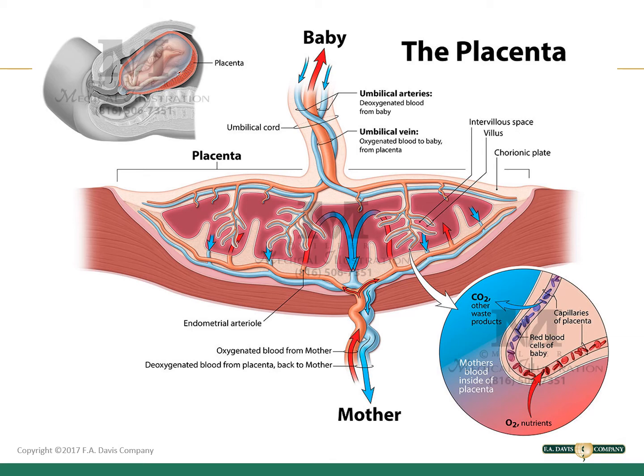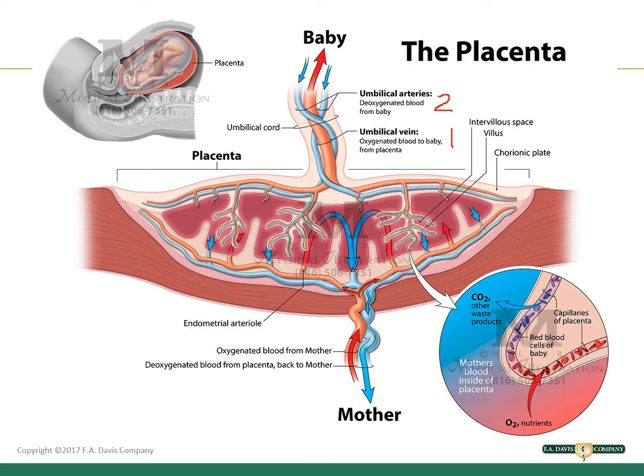I want you to remember that the umbilical cord has 2 umbilical arteries, and it has 1 umbilical vein. The umbilical vein carries oxygenated blood to the fetus. So it carries oxygenated blood to the baby, and then your 2 umbilical arteries carry deoxygenated blood away from the placenta.